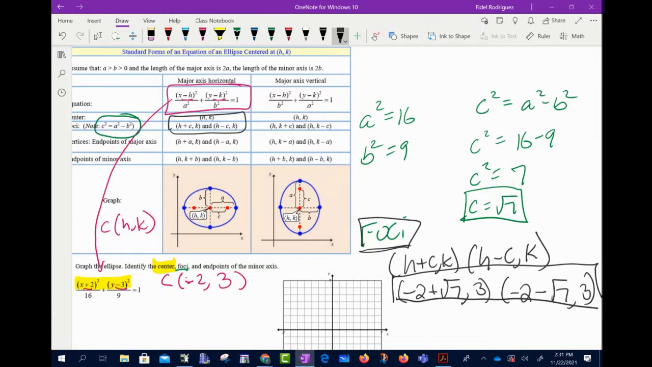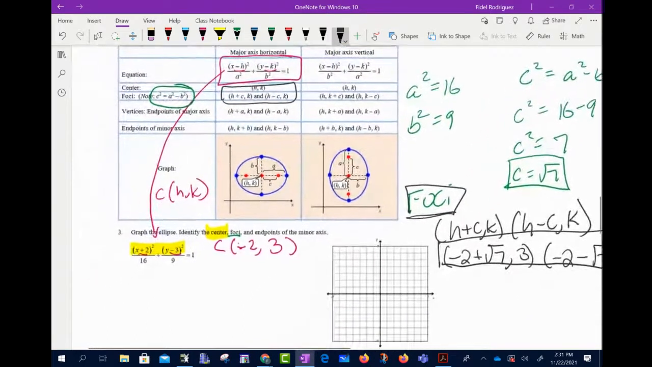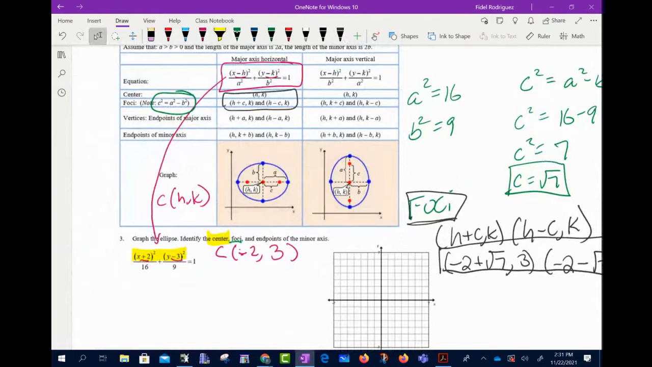Now we want to find the endpoints of, in this case, it says the minor axis. We're going to do both of them, y'all, because we need to do both so that we know what our graph looks like. Okay, so first, let's do the major axis. I want you to look right here. The major axis is going to be (h plus a, k) and (h minus a, k).